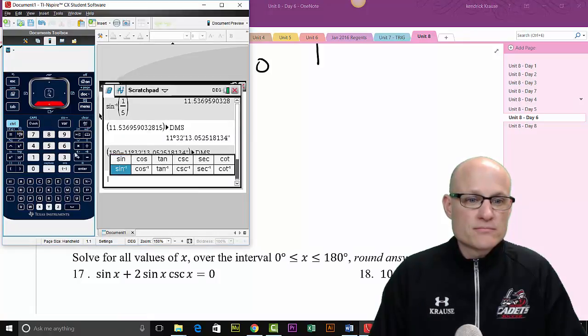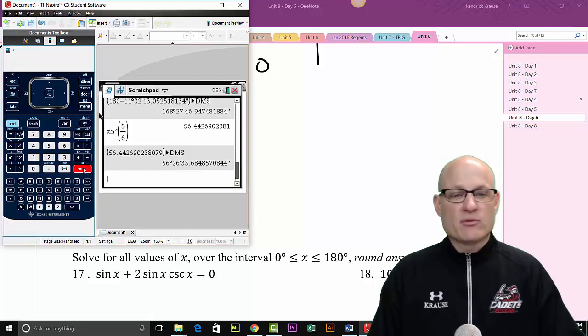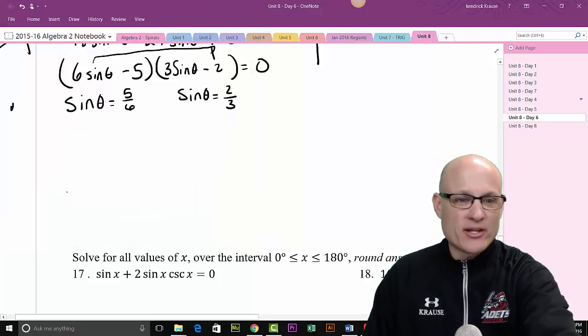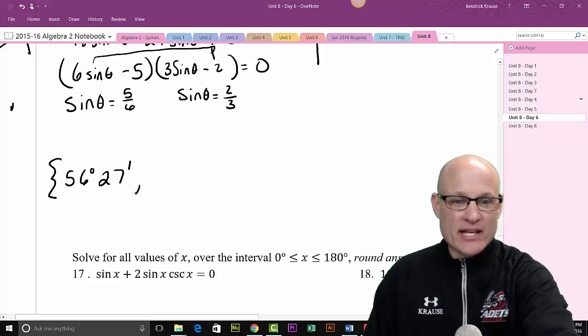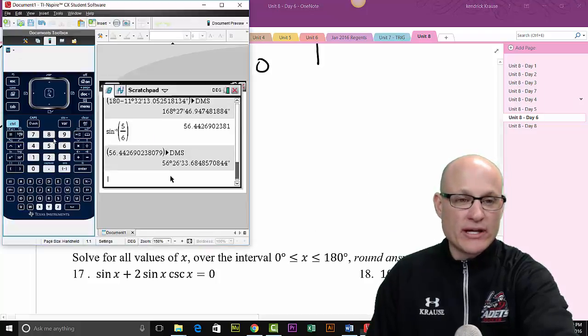Inverse sine of 5 divided by 6, and then we'll DMS it. And that's one we want. 56 degrees, 27 minutes. That'll be one of our first ones. Now I got to get in the second quadrant. So second quadrant, we're coming back from 180. So we'll take 180 and subtract off that 56 degrees and DMS it.